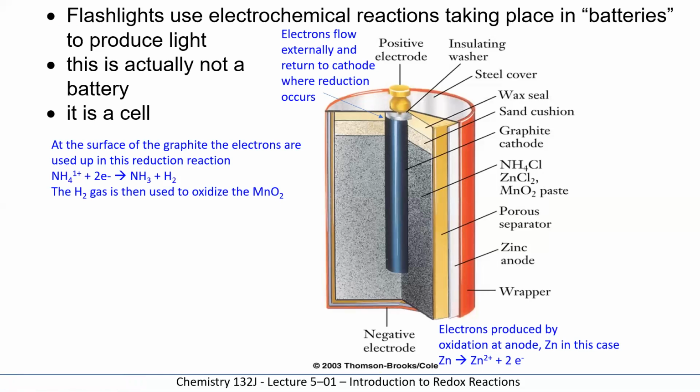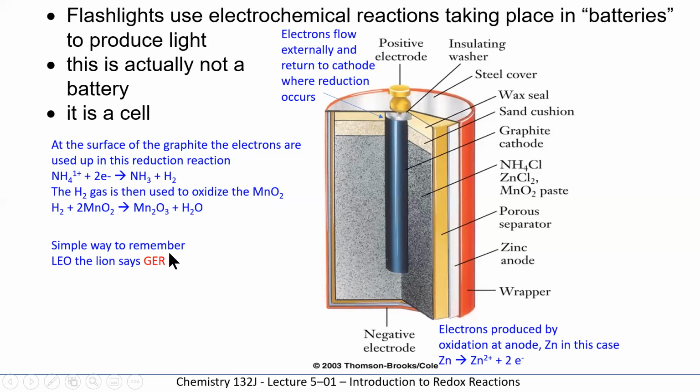So the hydrogen, or else the battery or cell in this case, could potentially explode. So the hydrogen gas is then used to perform another oxidation reaction. The manganese dioxide is oxidized to manganese(III) oxide and water.